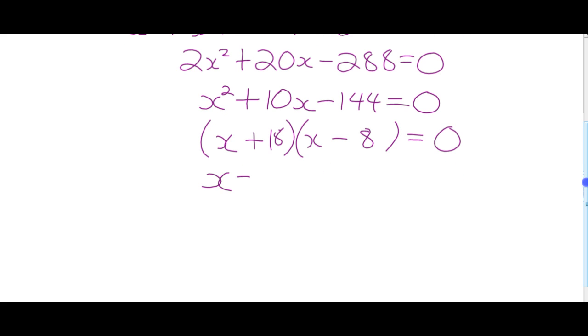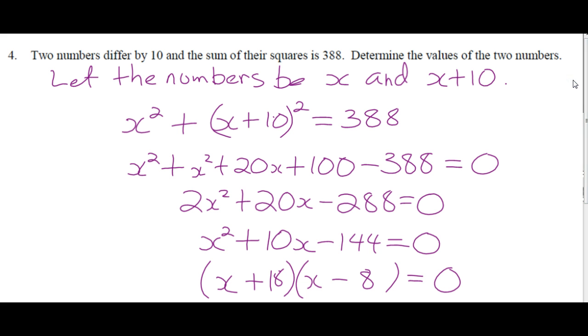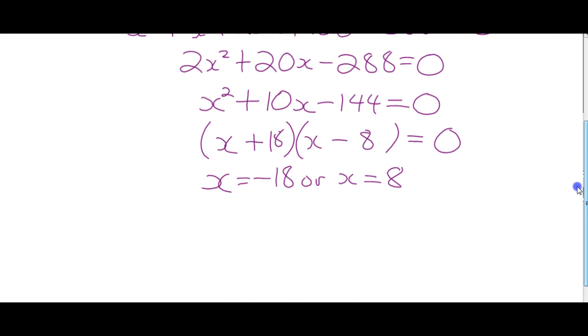So what's my solution? What's the solution to this one? x is equal to negative 18, or x is equal to 8. Are we done? No, because the question said, what are the numbers? Determine the values of the two numbers. Now, how many sets of solutions do we have? Two. Because the numbers are not negative 18 and 8. Those do not differ by 10. They differ by 26.